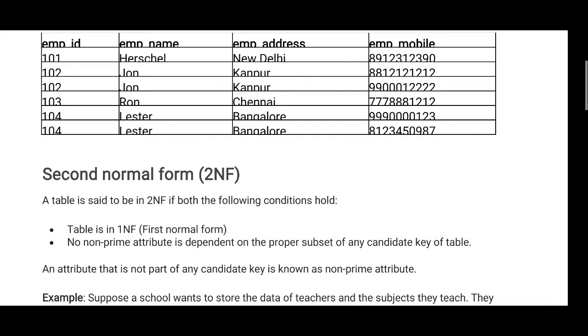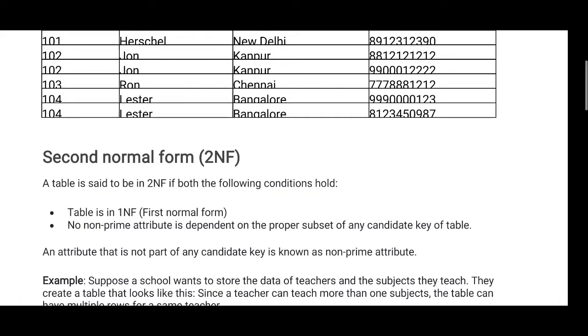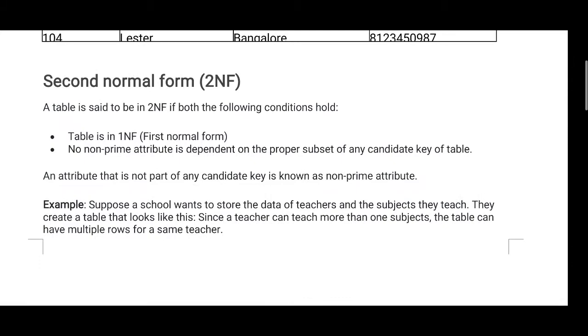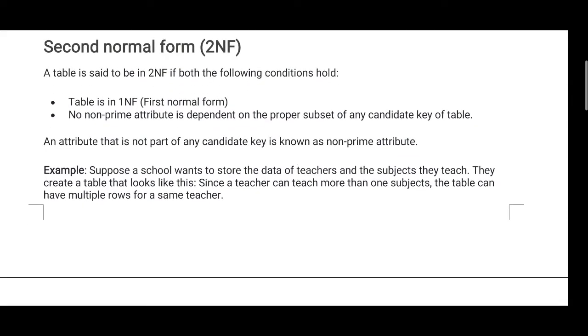Second normal form. A table is said to be in second normal form if the following conditions hold. If the table is in the first normal form, that is the first condition. Non-prime attributes are dependent on the proper subset of any candidate key of the table. An attribute that is not part of any candidate key is known as non-prime attribute.